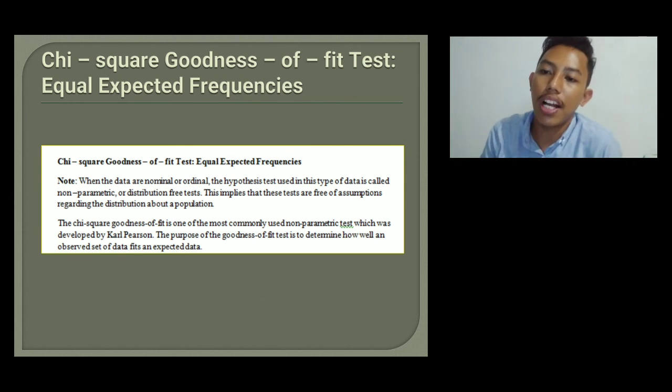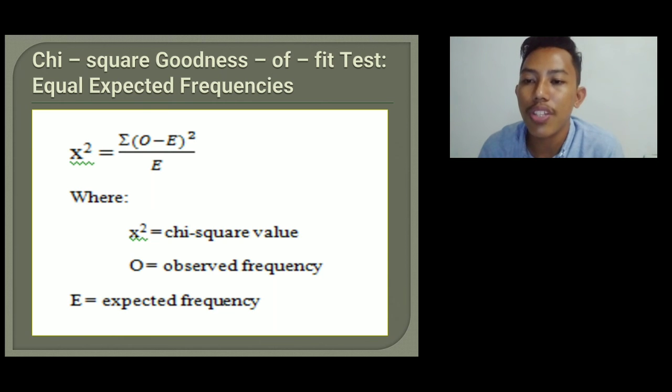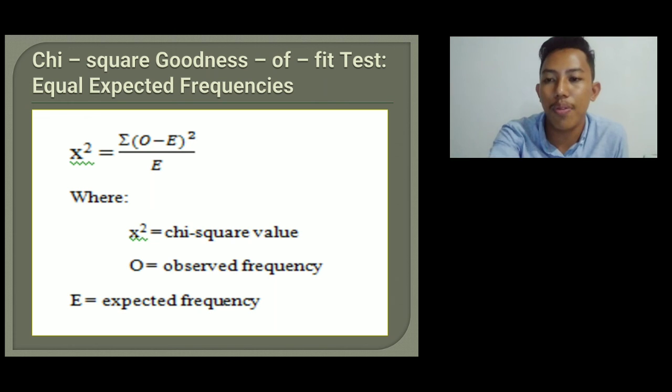So we will follow this equation. X squared is equal to the sum of O minus E squared over E, where X squared is our chi-square value, O is the observed frequency, and E is the expected frequency.